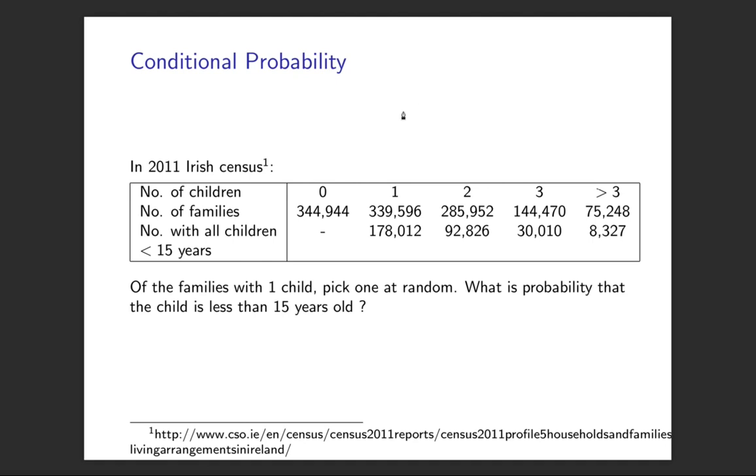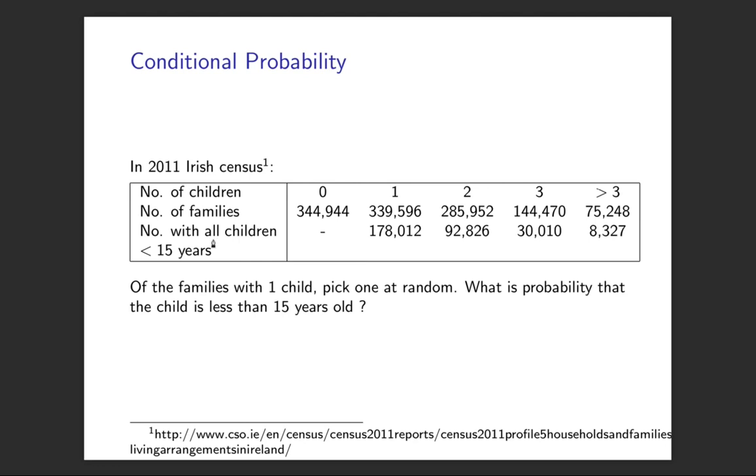So let's take some data from the 2011 Irish census. This is giving information about the number of families in the country. The number of families with no children is about 345,000. The number of families with one child is about 340,000. Number of families with two children, 286,000. With three children, about 144,000. More than three children, 75,000.